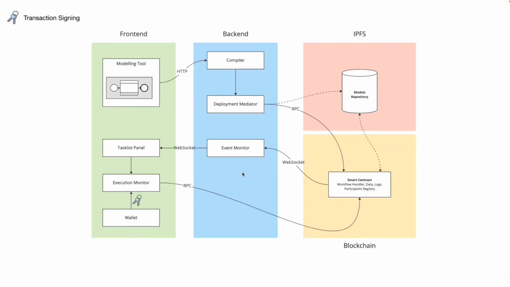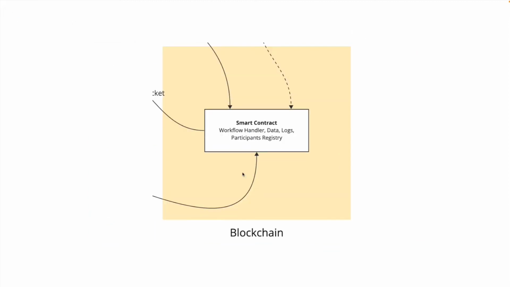The second type is where we do the signing on the user side, on the front end. So now we have the execution monitors moved to the user side, and they have their own wallet. Now the user has to deal with the complexity of the blockchain instead of having this on the back end.